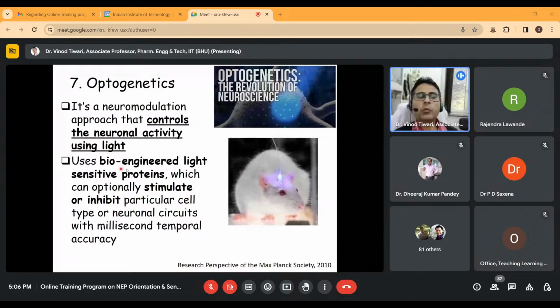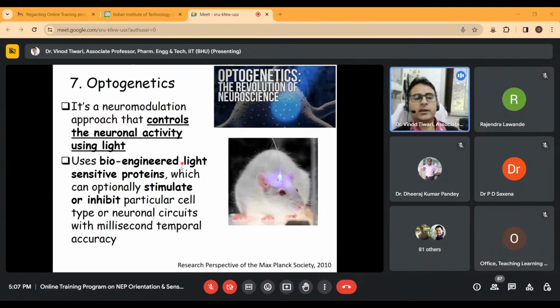So how do we do that? We use bioengineered light-sensitive proteins. Now you might have heard about channelrhodopsin or halorhodopsin, right? They are present in the rod and cone cells of the eyes as well. Channelrhodopsin is responsible for the activation of neurons, and halorhodopsin is another protein which is responsible for silencing of neurons.